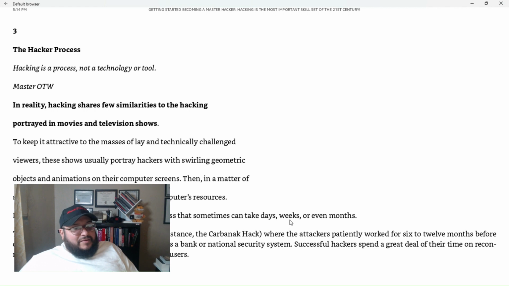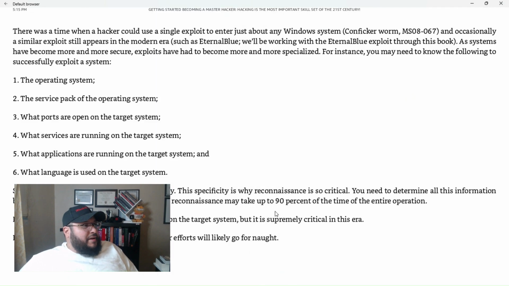Sometimes it can take days, even weeks or months. There are cases in the annals of hacking, for instance, the Carbanak hack, where the attacker patiently worked for 6 to 12 months before compromising a highly valuable system such as a bank or national security. Successful hackers spend a great deal of their time doing reconnaissance on systems, the network, and the users. There was a time when hackers could use a single exploit to enter just about any Windows system. And occasionally a similar exploit still appears in the modern era, such as EternalBlue. We'll be working with EternalBlue through this book.